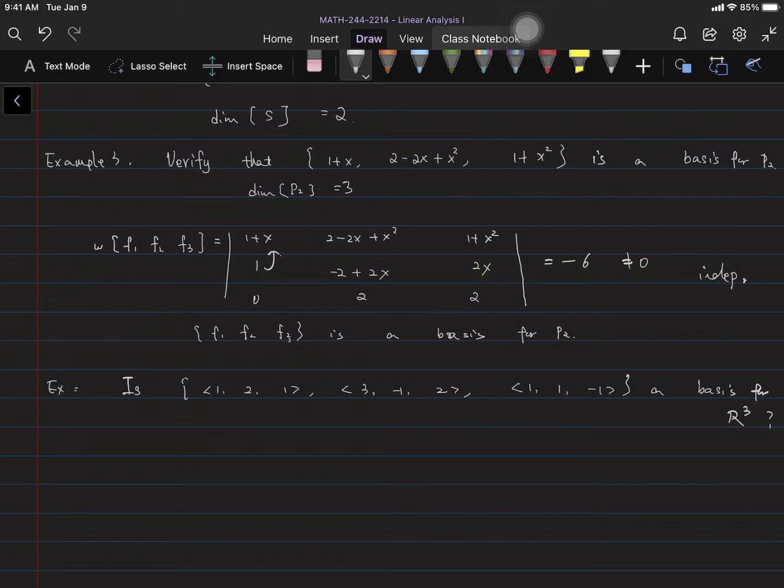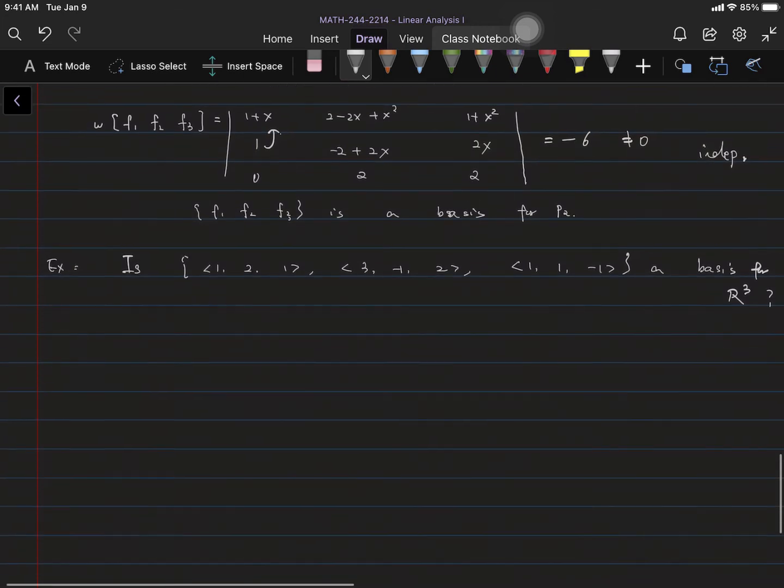Is this a basis for R3? So we know that R3 is three-dimensional space, and here we have 3 vectors. We want to show they are dependent or independent, right?